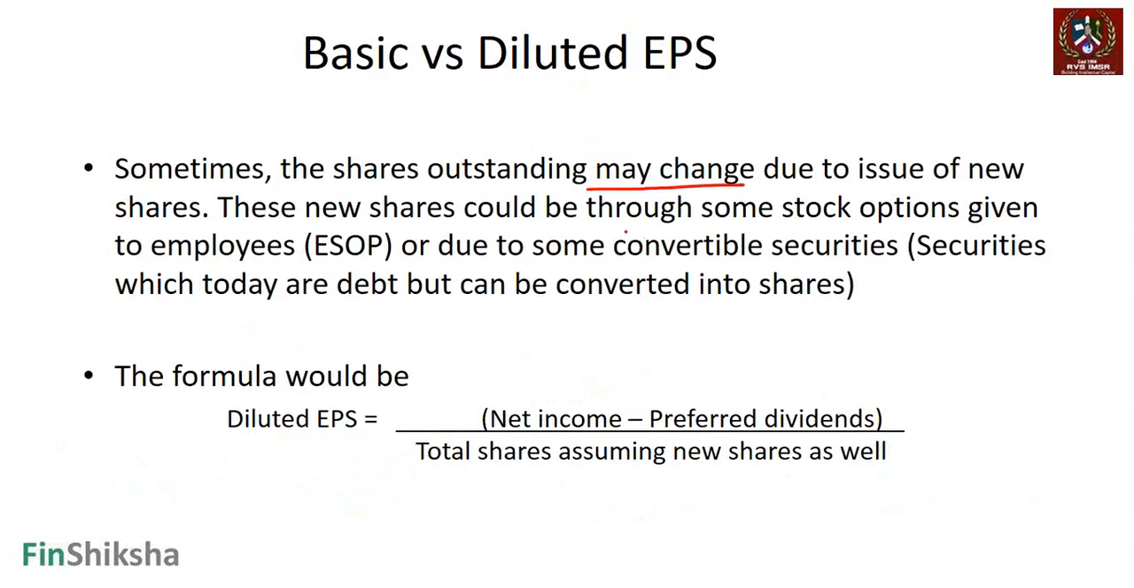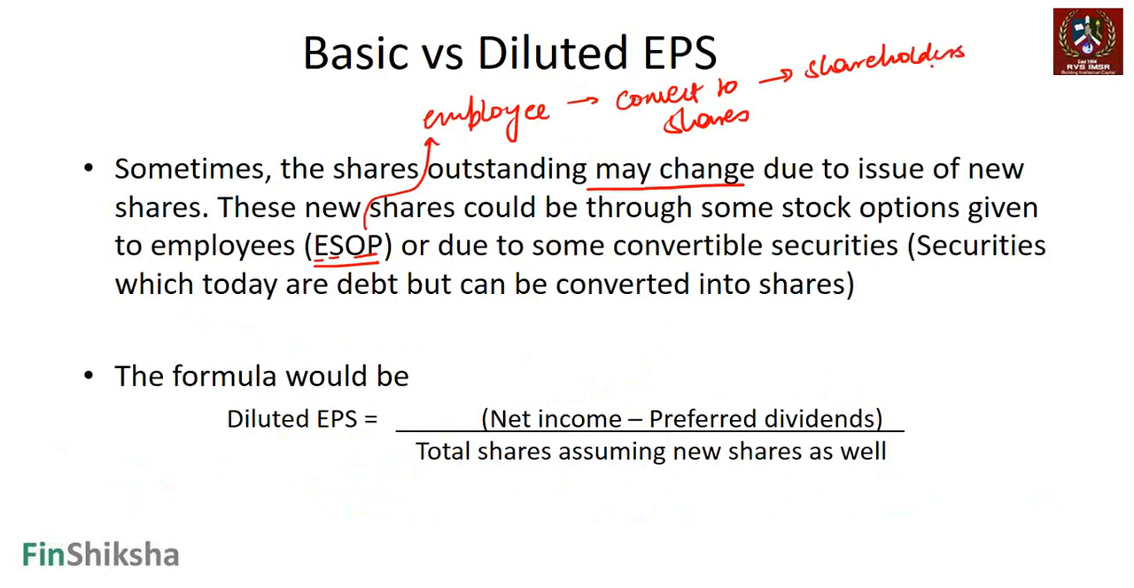These shares could be through some sort of stock options given to employees, called ESOPs. ESOP stands for employee stock options. Employee stock options are basically given to employees in the form of compensation, where they can convert them to shares. So they can convert them to shares and they become effectively more than employees. They become sort of shareholders in the company.